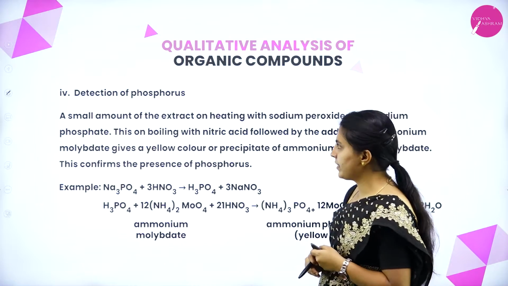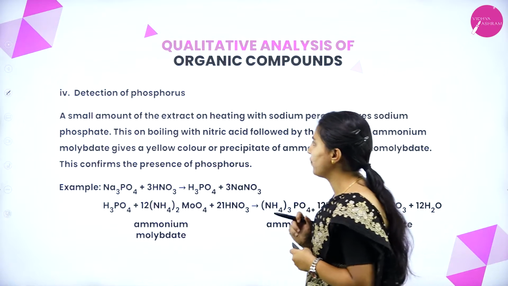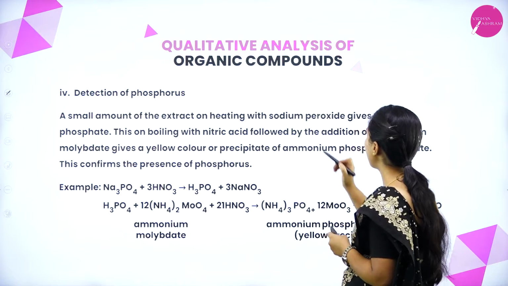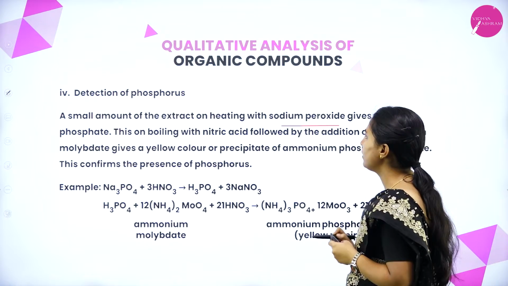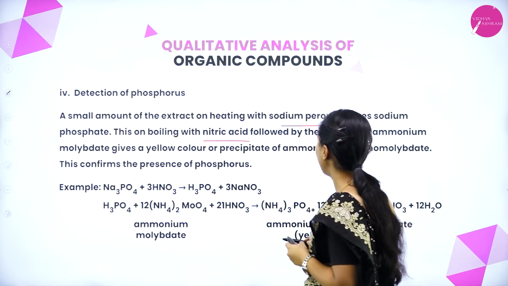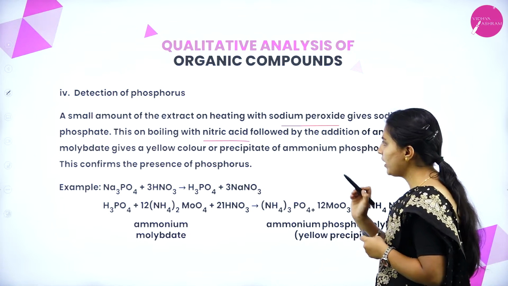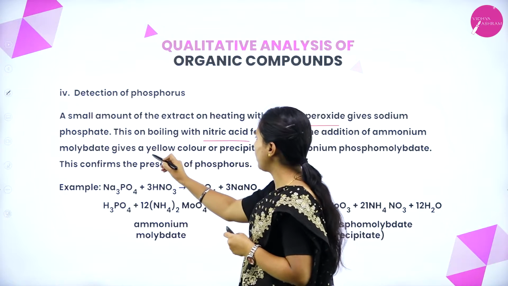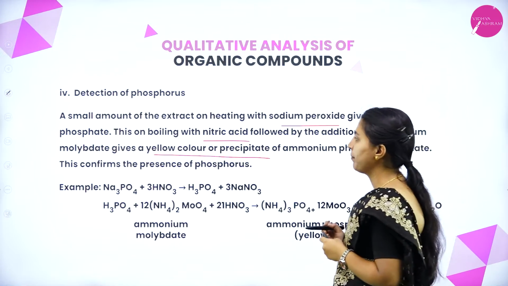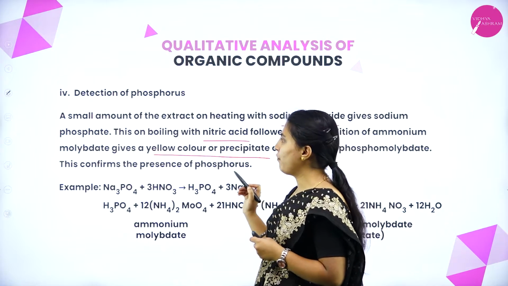Next is detection of phosphorus. A small amount of extract on heating with sodium peroxide gives sodium phosphate. This on boiling with nitric acid followed by the addition of ammonium molybdate gives a yellow color or precipitate of ammonium phosphomolybdate. This confirms the presence of phosphorus.